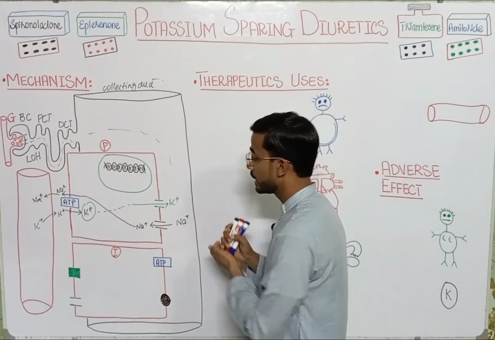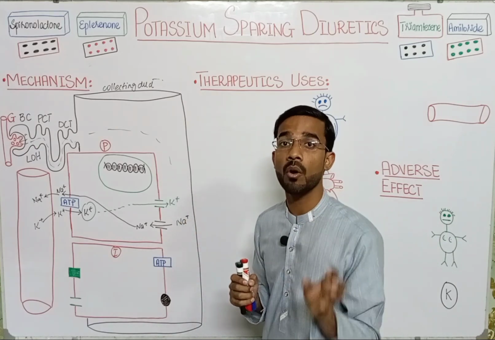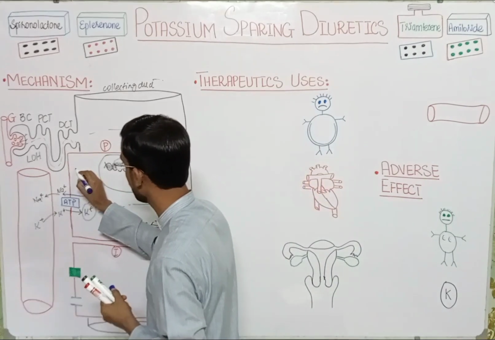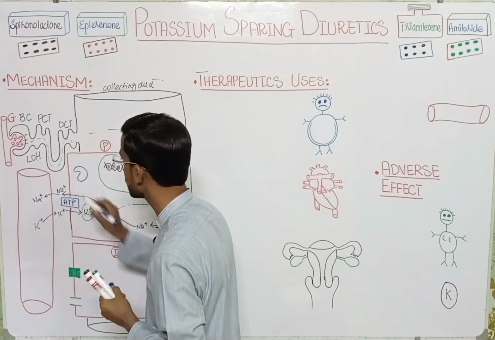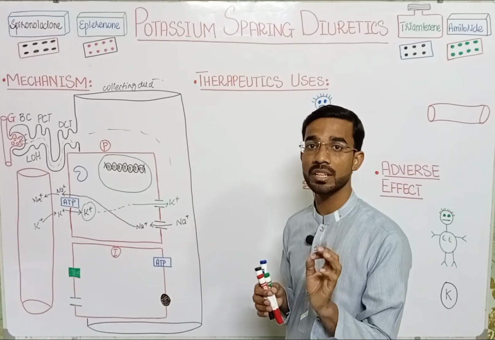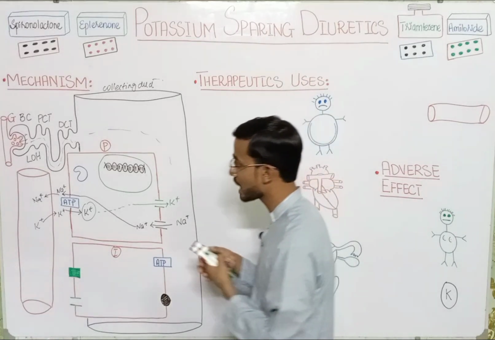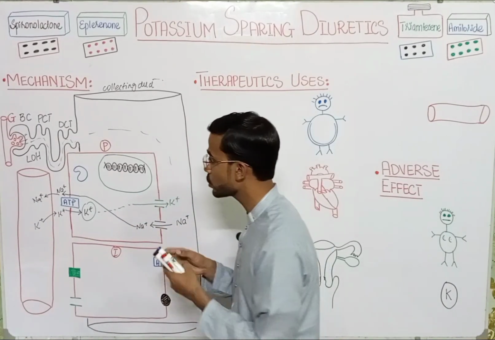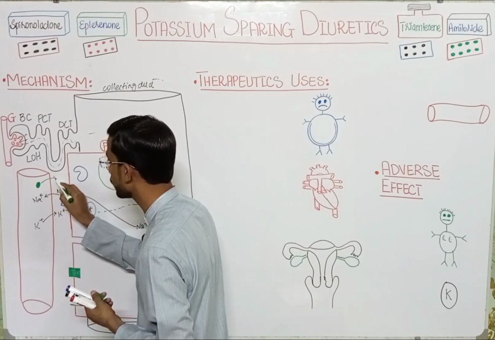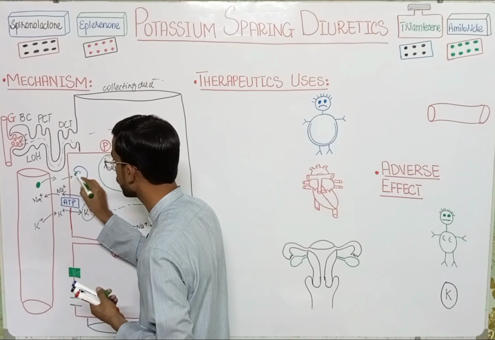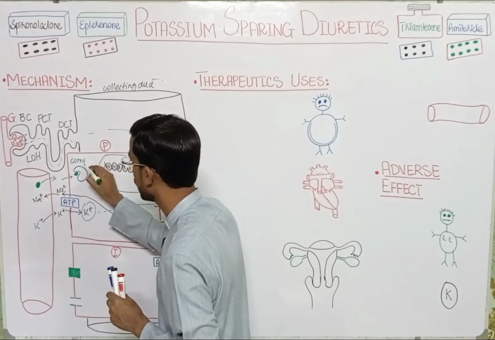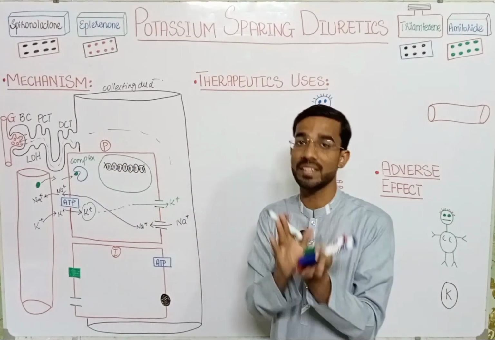Now, this sodium channel is controlled by a special mechanism. There is a receptor present in the principal cell, and this receptor is the aldosterone receptor. This receptor binds aldosterone. Aldosterone is present in the blood. The aldosterone moves into the interstitial space and then binds to the aldosterone receptor. Now this is a complex between the aldosterone and the receptor.